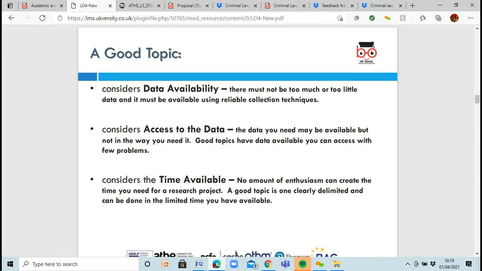Consider how much time you've got available. So even if you've got a lot of enthusiasm and you know that you want to create a particular research project, make sure that it is actually doable. Make sure you can actually do it. So a good topic is one clearly delimited and can be done in the time limit that you already have. So if you've only got a week to do something, or if you know, I'm busy, I'm working full time, I only have 2 hours to research, and then I want to spend 3 hours on my assignment, make sure you can get your research done in those 2 hours.